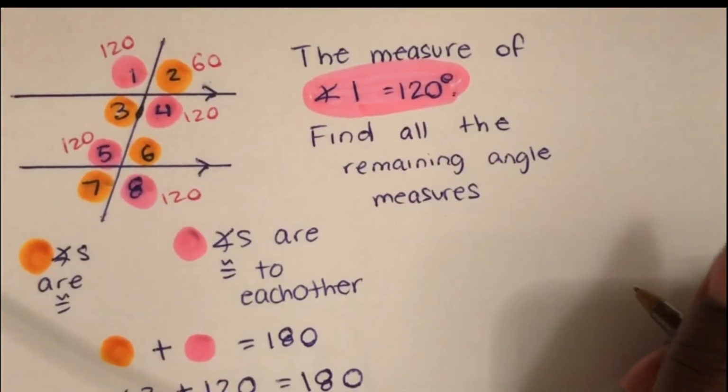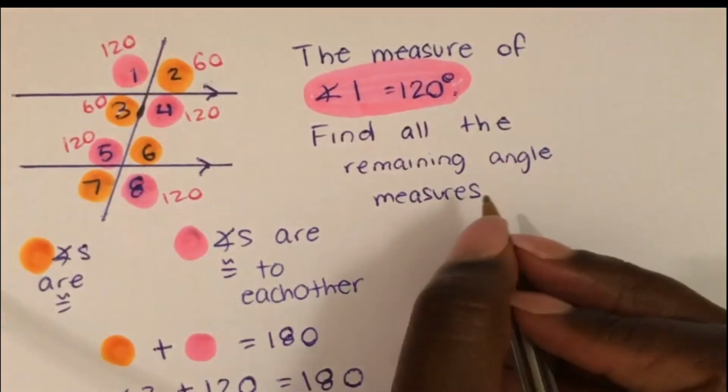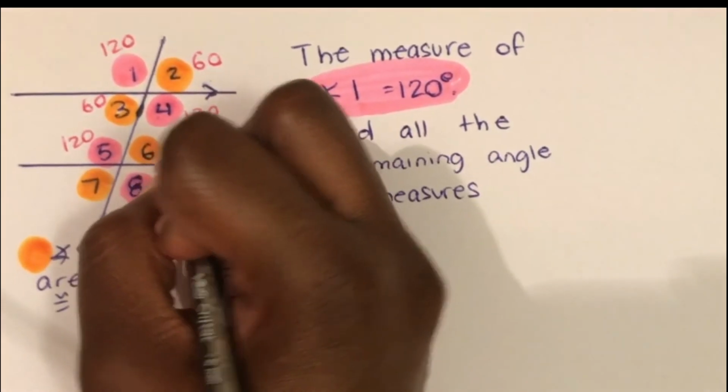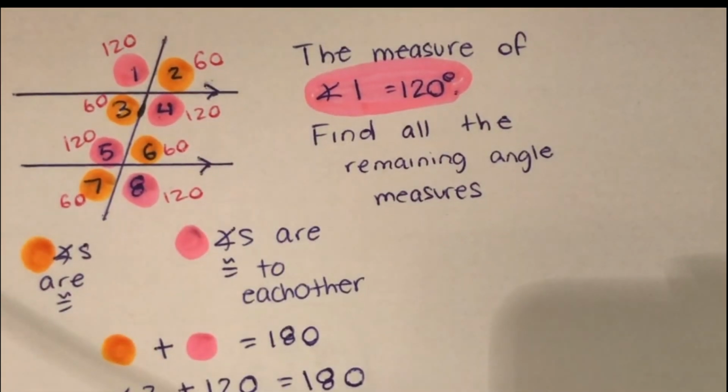All right, and we know all the orange angles are congruent, so that means angle 3 is 60, angle 6 is 60, and angle 7 is 60 degrees. And that's it, guys.